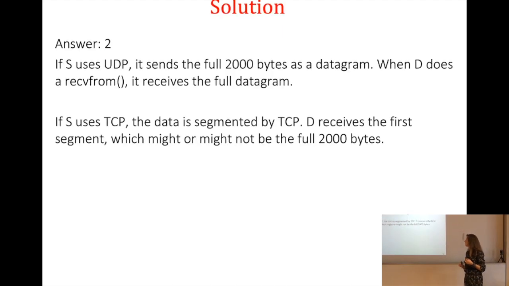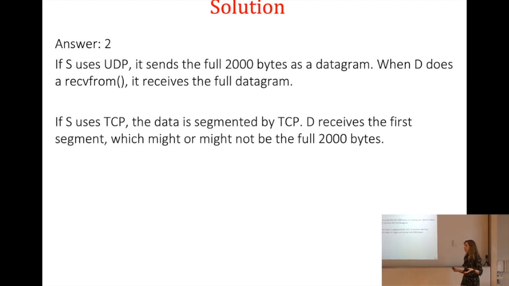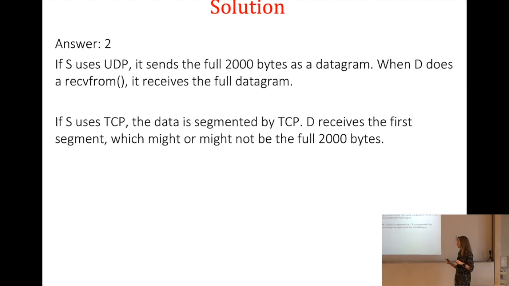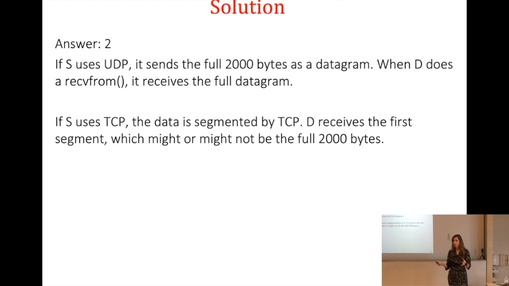So it turns out it's answer 2, because with UDP we send a datagram, we send the whole message. So either the destination does not receive anything or it receives the entire 2000 bytes. But with TCP we send a segmented stream of bytes, and so we may need to call this function many times until we are able to reconstruct the overall message.